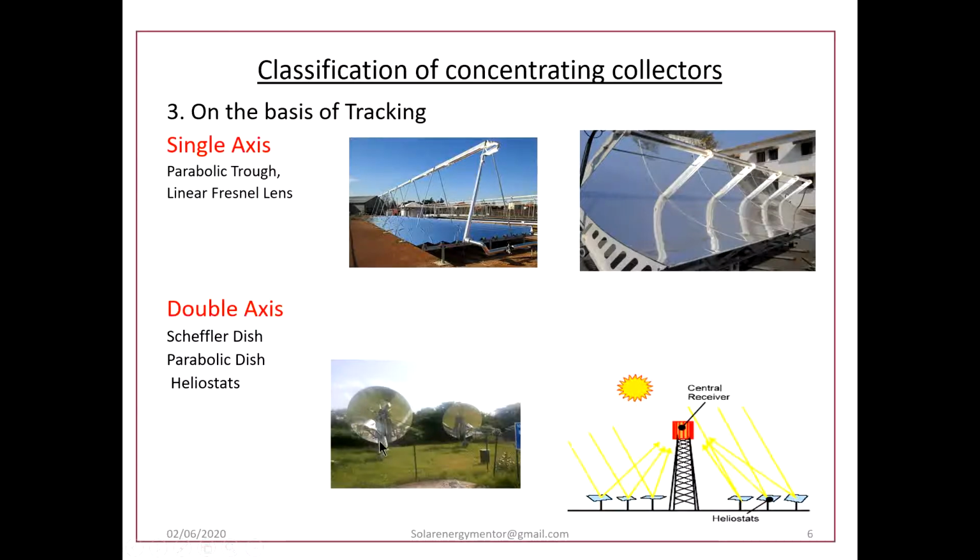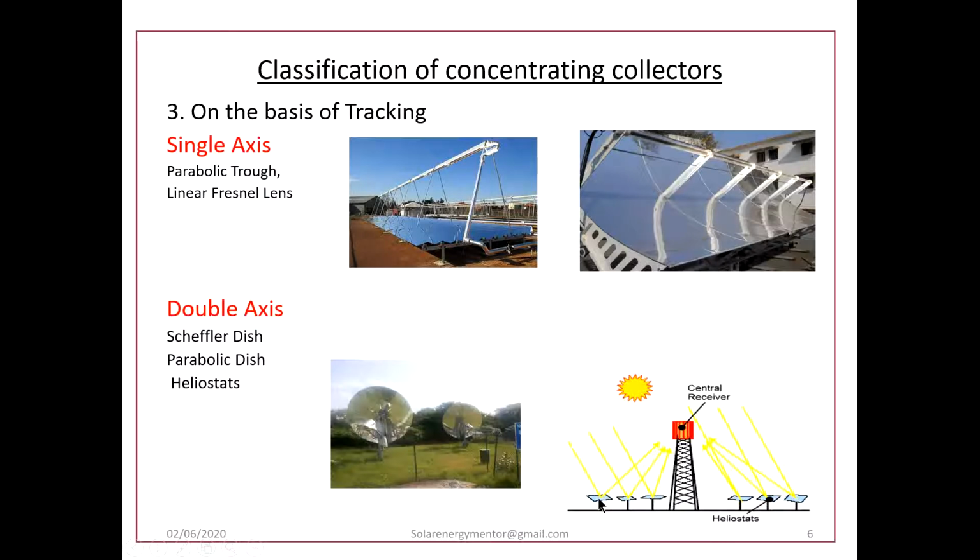To maintain the focus accurately, a parabolic dish has to track in double axis, in two-axis tracking. Heliostats also use these mirrors. In heliostats there is a tower. At the tower a receiver is placed, and these mirrors are autonomously tracked. They track the movement of the sun, so they reflect the sunlight onto a tower.